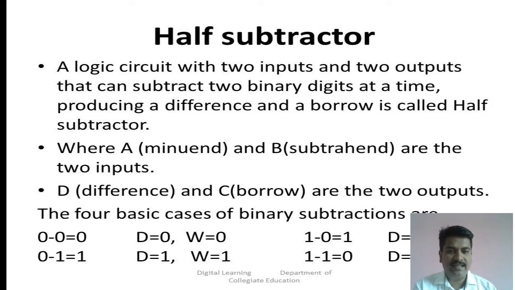And the last case is 1 minus 1. As we know, it is easily going to be 0. We have not taken any borrow here for subtraction. Therefore, borrow W is also 0 and difference is also 0. These are the 4 simple basic subtractions we should learn before going to the logic circuit of a half subtractor.